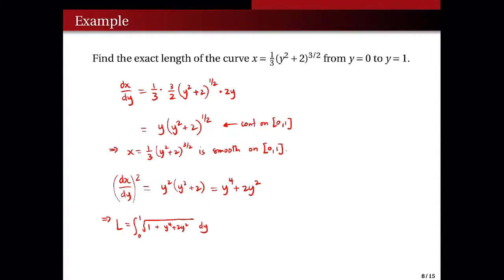Now look at this. This guy here is a perfect square trinomial. You'll just simplify this into the integral from 0 to 1 of the square root of (y squared plus 1) quantity squared, of course with the dy. If you take the square root of this square, you'll just have the integral from 0 to 1 of y squared plus 1 dy.